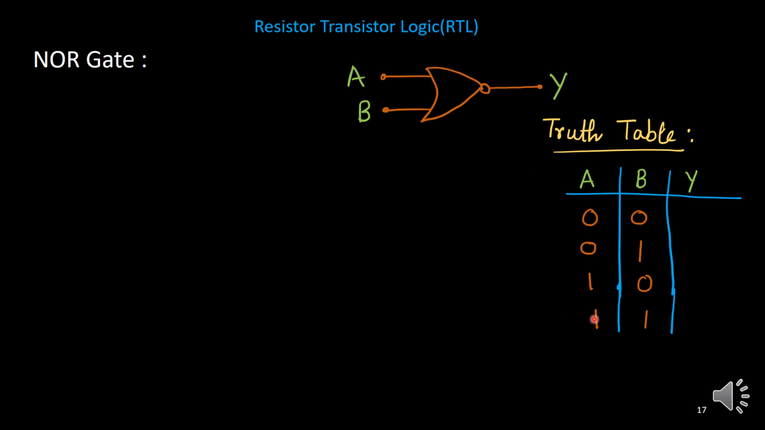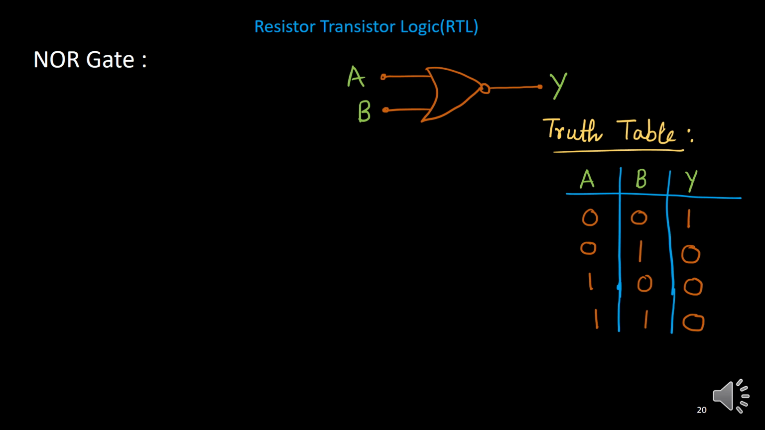So here you can see 1, 1. Obviously both are 1, we are going to get 0. Next one, 1, 0. This A is 1 and B is 0, then also we should get 0. And this is also we should get 0. Only when both A and B are 0, 0, then it will become 1.